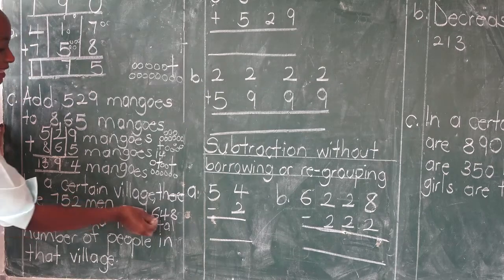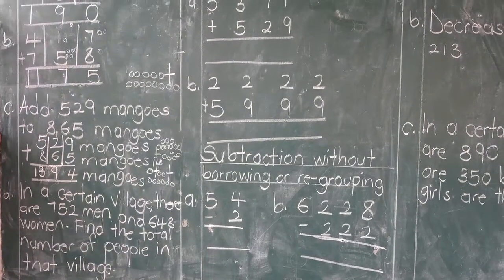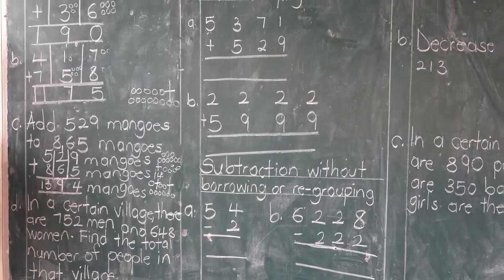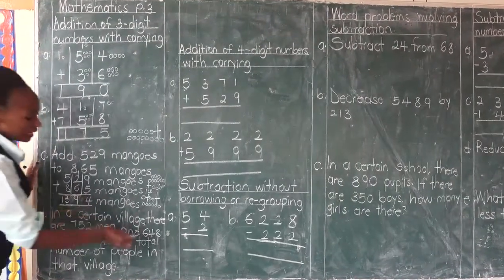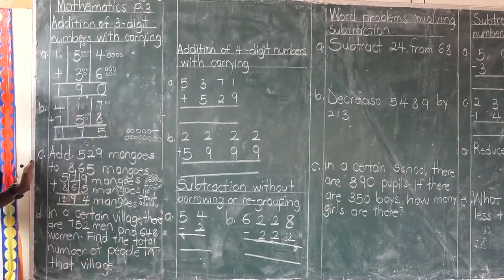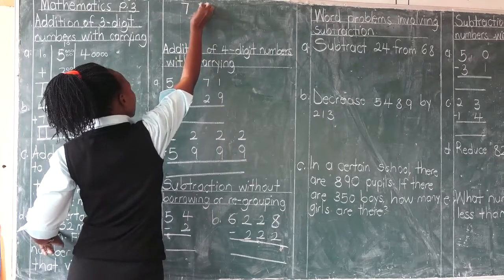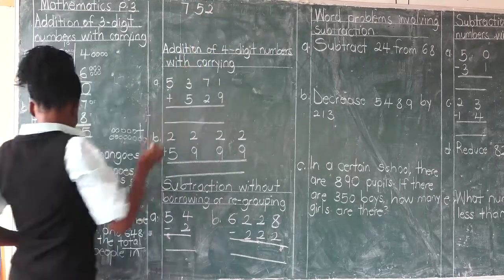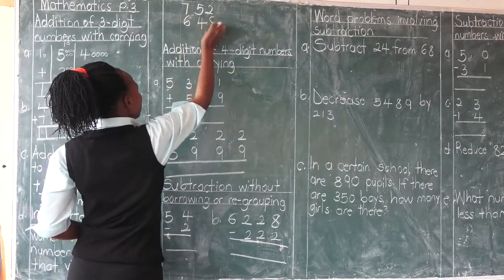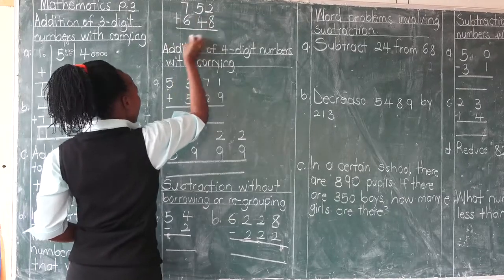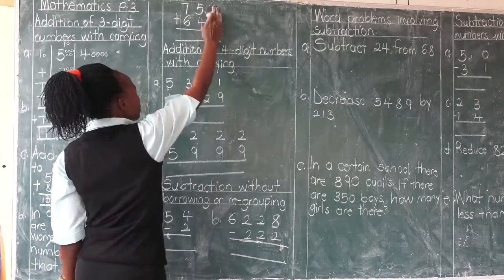Then here we have, in a certain village, there are 752 men and 648 women. Find the total number of people in that village. Before you find out the total number of people in that village, what is the keyword? Okay, the keyword is this word total. And what does it mean? Add. Now we are going to add 752 plus 648. What we get, that will be the total number of people in that village.